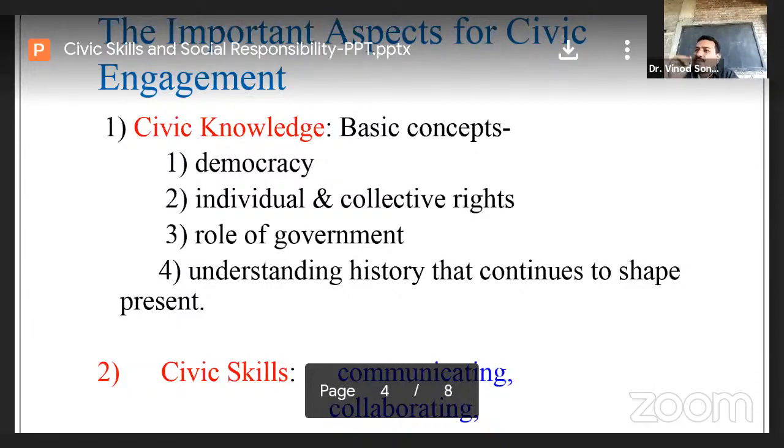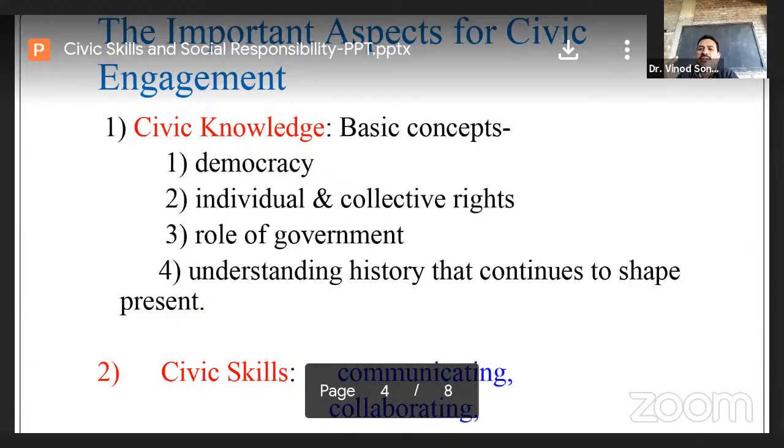But it is not easy to engage yourselves in the civic activities. Because when you have to engage yourself in the civic activities, certain things are required. Some basic knowledge is required. Without the basic knowledge, you are not able to engage yourself in the civic activities. Now, which things are required for the engagement in civic activities? The first requirement from the citizen of India is civic knowledge, basic civic knowledge.